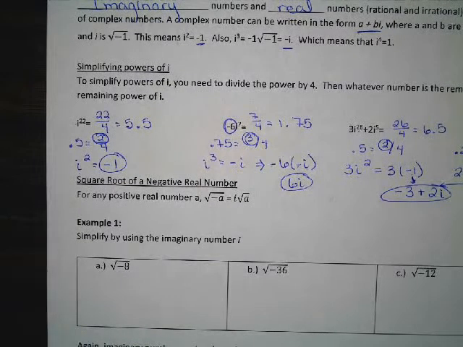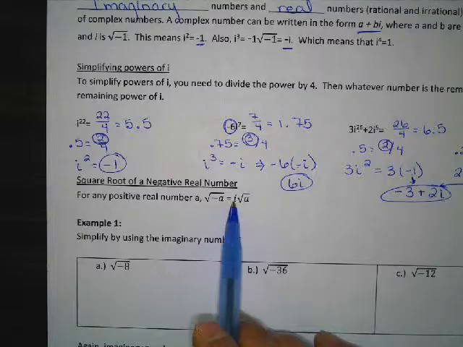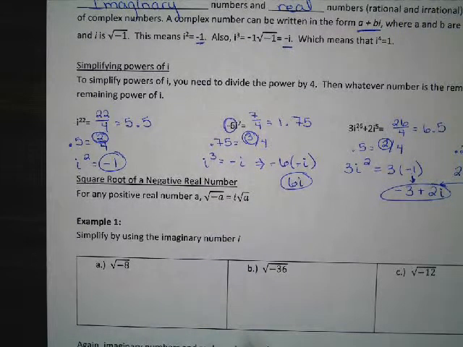Now, how we get an imaginary number is by taking the square root of a negative real number. So for any positive real number a, the square root of -a is the same as pulling the i out front and then leaving a in your radical there. Now of course that means you're going to have to simplify the radical, and hopefully you remember how to do that. So in this first example, we're going to simplify by using the imaginary number i.